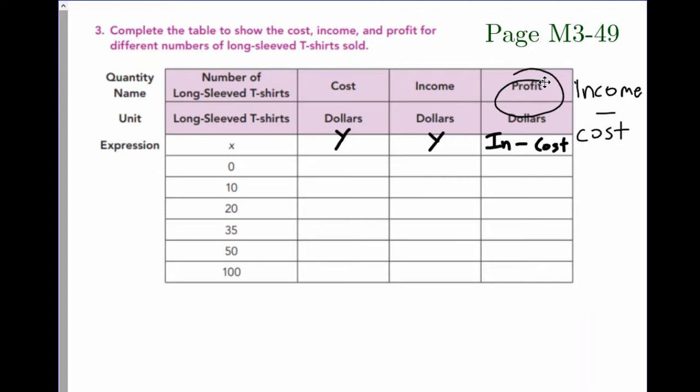All right. So now, when we have sold 0 shirts and we've made 0 shirts, the cost for 0 shirts is $160. The income for 0 shirts is $0 because we haven't sold any. We haven't made any, so we haven't sold any. And the profit is negative $160.